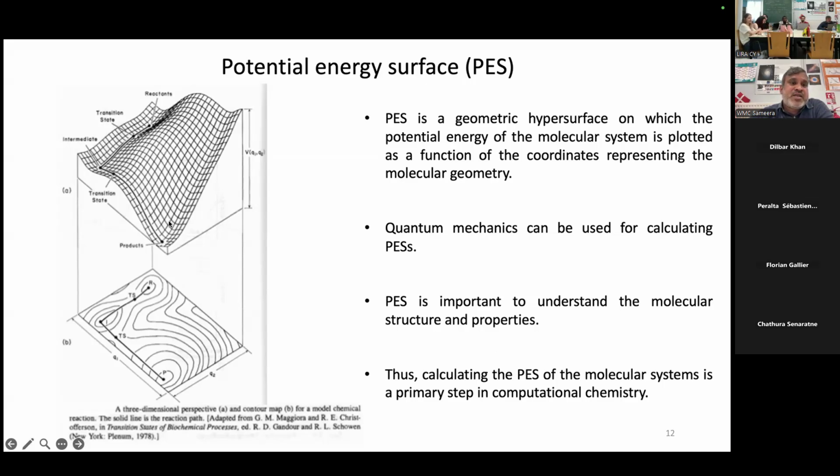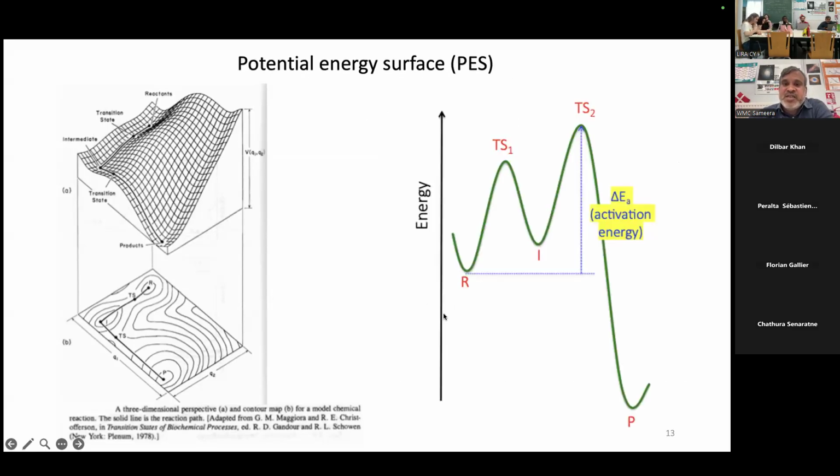This three-dimensional diagram is a bit complicated, and some people like to show these kind of very two-dimensional, very simplified diagrams. But you can even simplify the potential energy surface like this, and this is the energy axis, and this is the R starting point here, and then we have a transition state to go to the second valley over here, and then another transition state to go to the product.